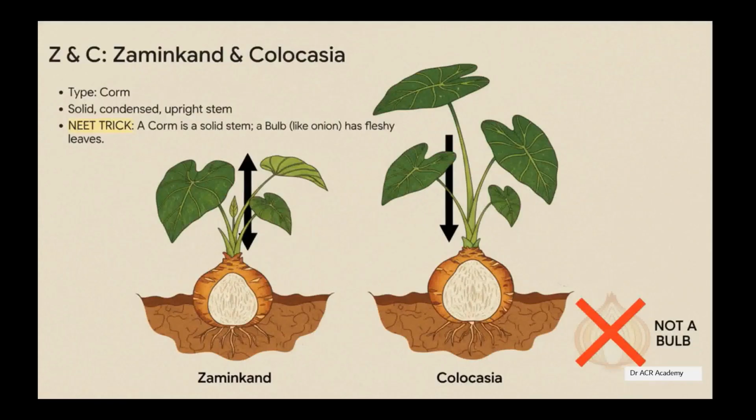And now for our last two from the code, Z and C. Zamikand and Colocasia. These guys are both corms. Now this is important. Unlike the rhizome that grows horizontally, a corm is a condensed, solid stem that grows vertically, straight up and down.